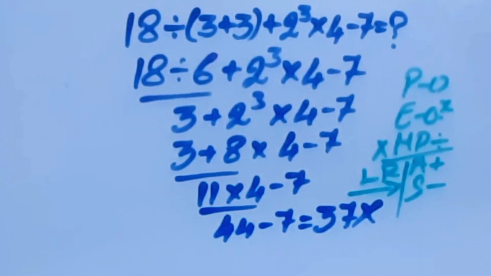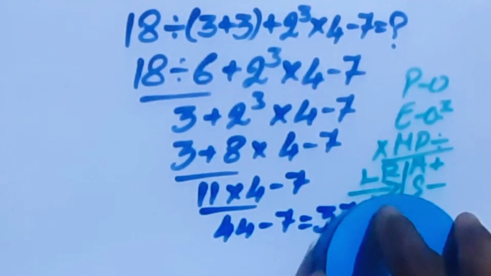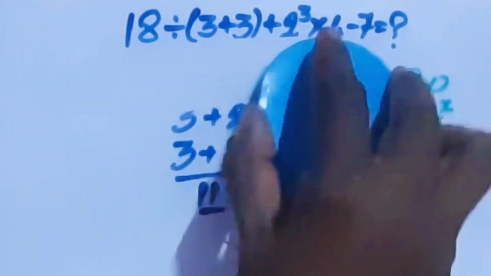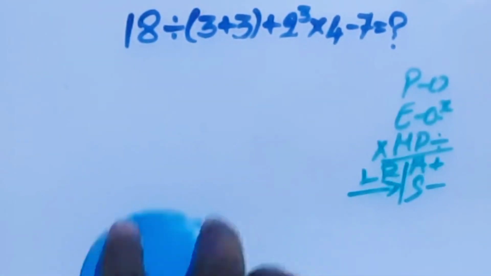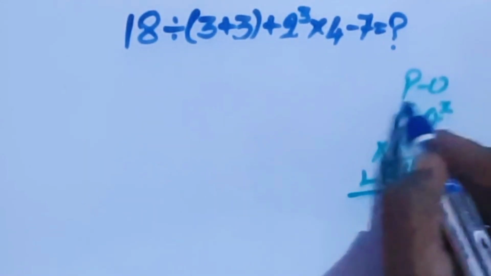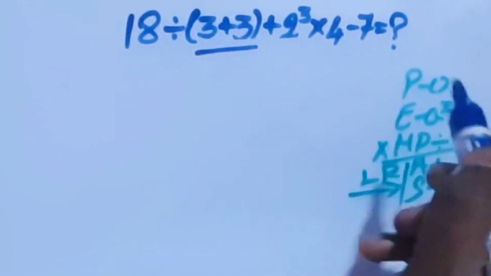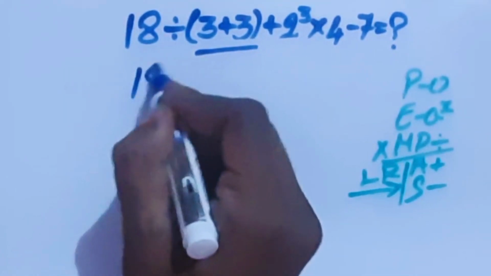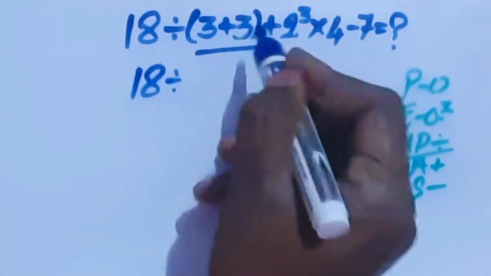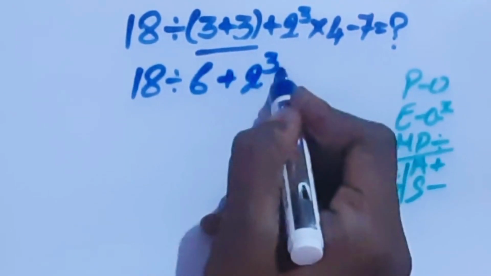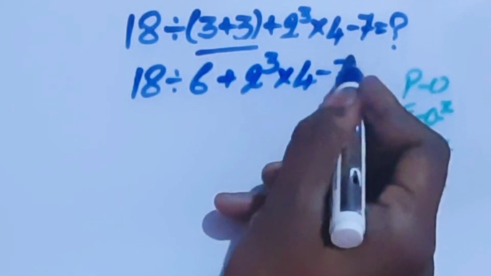Now we are going to solve this problem in the correct way by using this order of operations PEMDAS. Here, as per this order of operations PEMDAS, the bracket is higher priority. So we have to do this bracket before any other operation. So here, 18 divided by 3 plus 3 is 6 plus 2 power 3 times 4 minus 7.